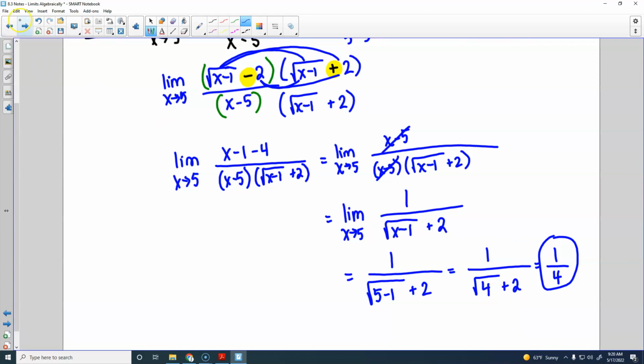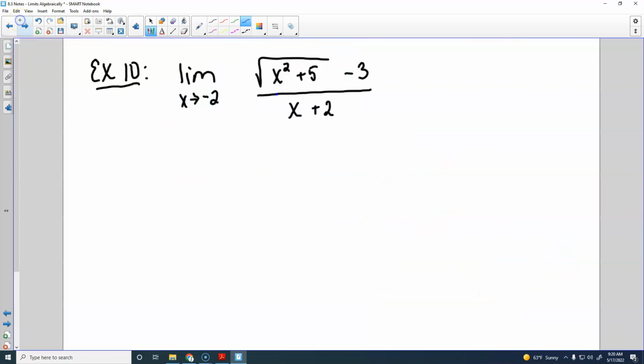Questions? All right, I got one more that's a little tougher that we're going to do with rationalization. And then we got 2 more strategies. Hopefully we can get through pretty quick. So you'll have a little time to work on this in class.